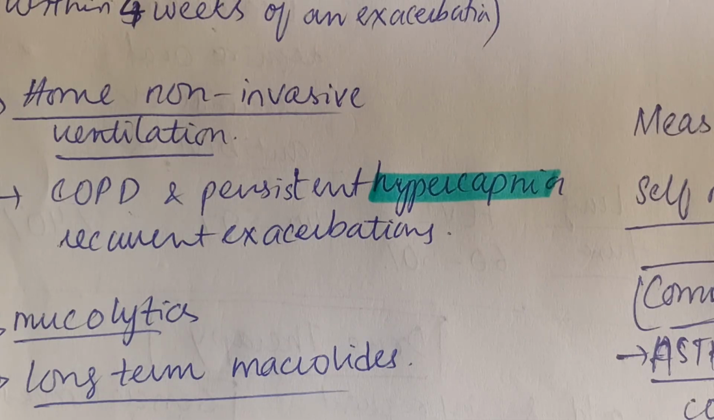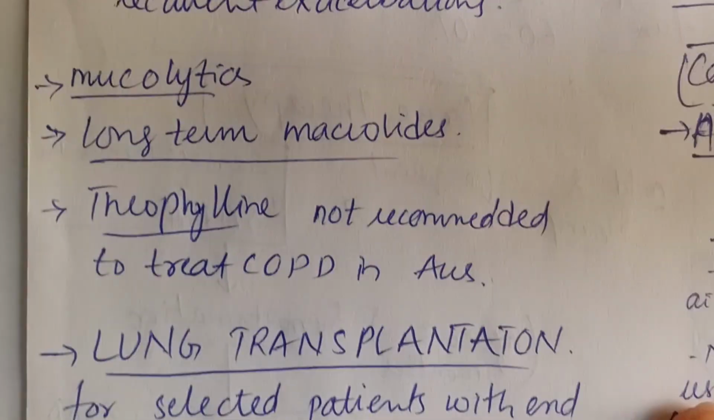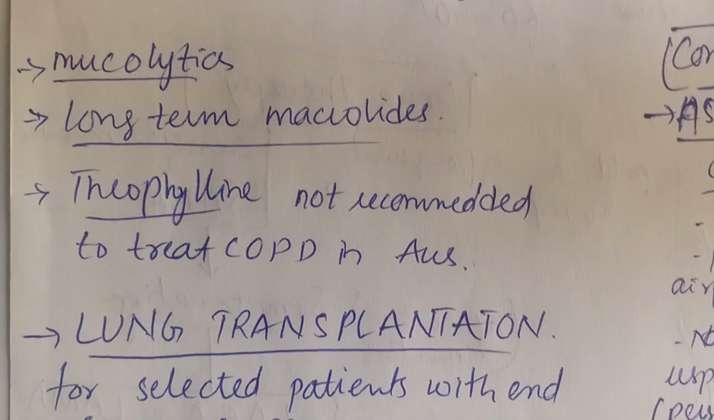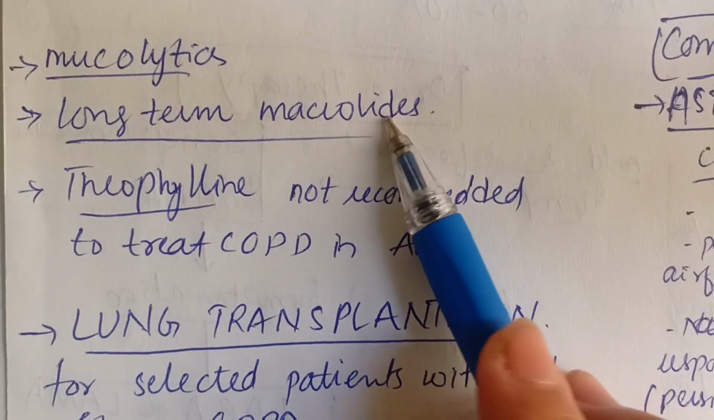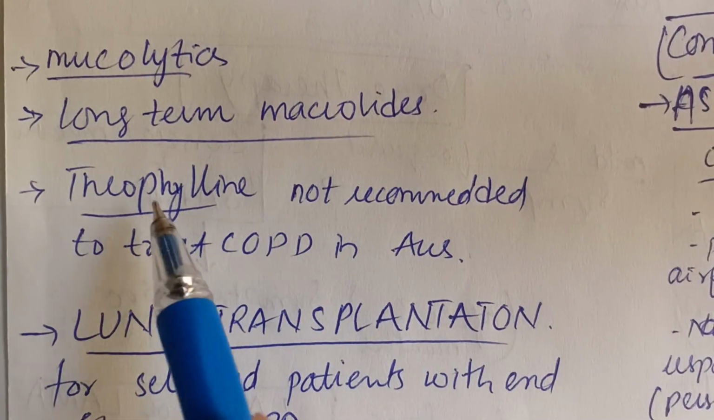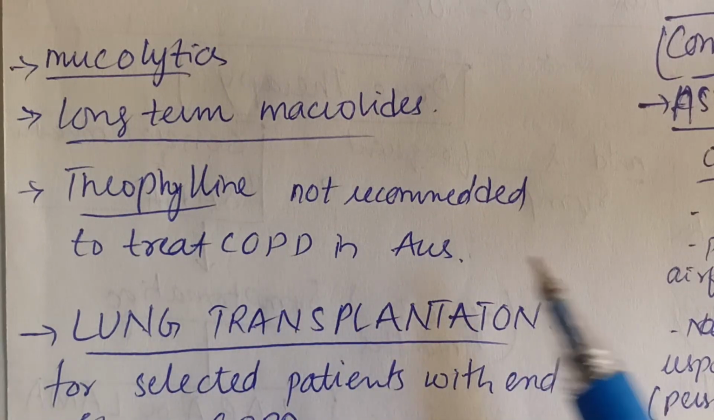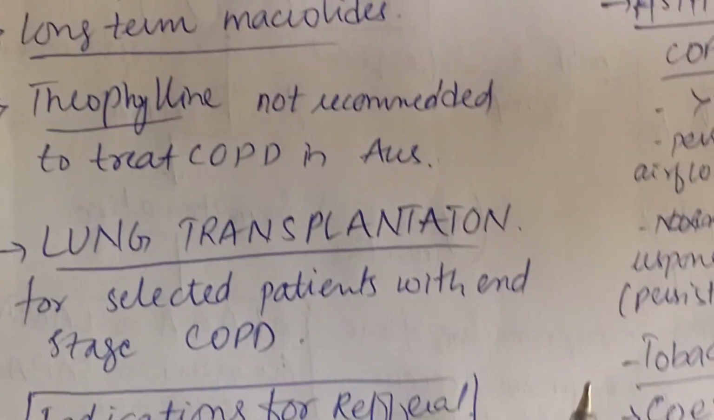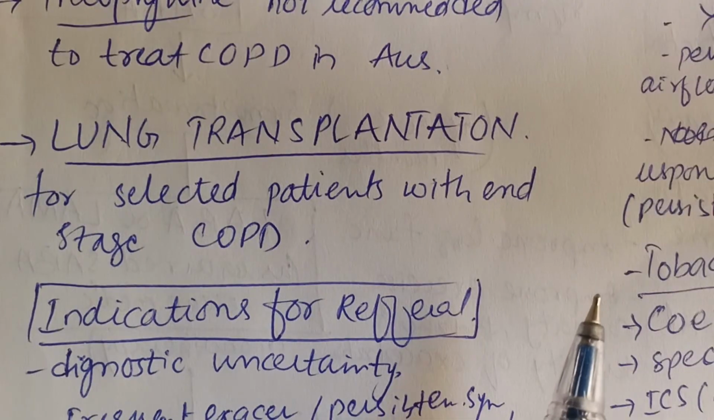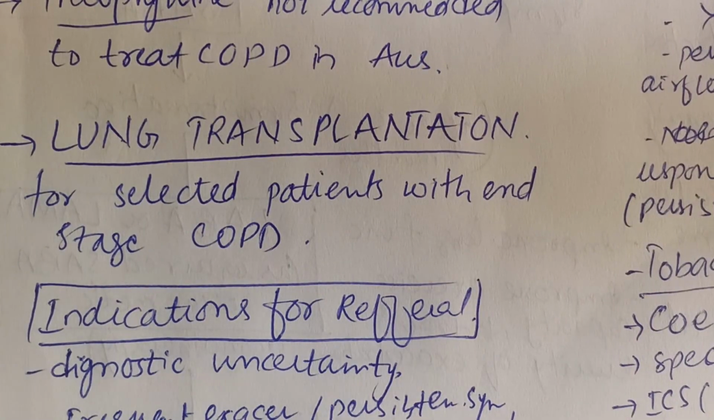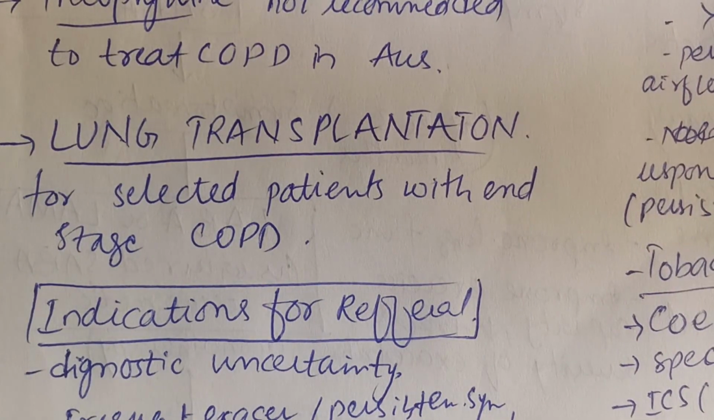Other drugs that the patients of COPD use are mucolytics for the sputum, and long-term macrolide antibiotics for infections. Theophylline is not recommended to treat COPD in Australia. Lung transplantation and surgical options can also be considered in selected patients with end-stage COPD.